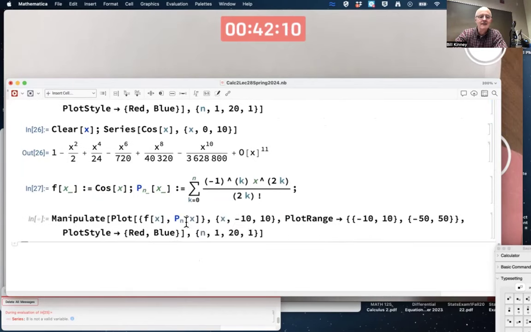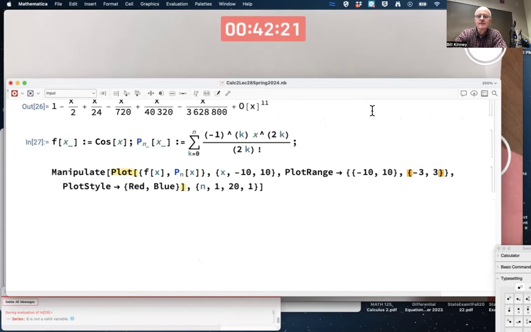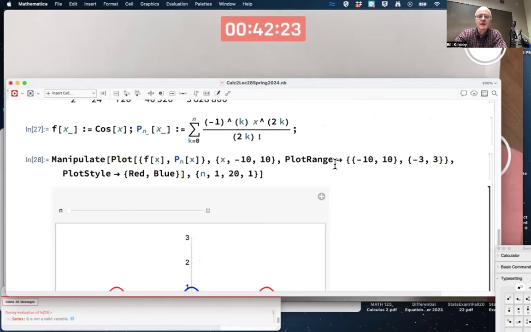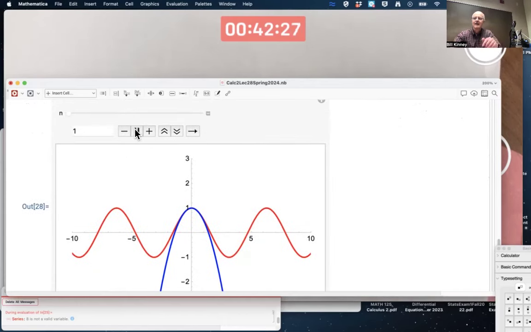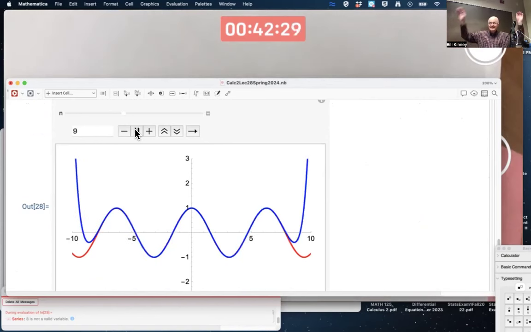And let's animate that. I will want a smaller plot range in the vertical direction. Let's see what this one looks like. Are you ready? Flap your wings.